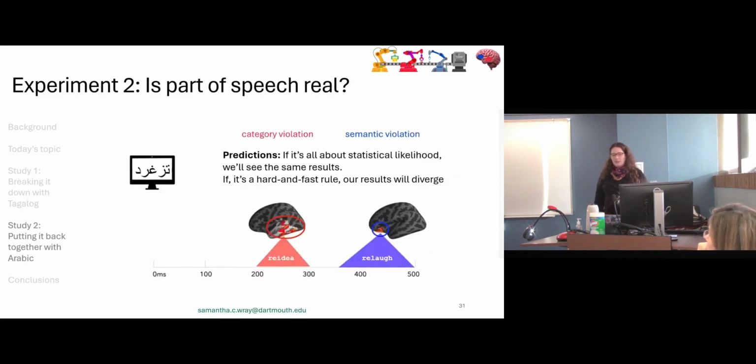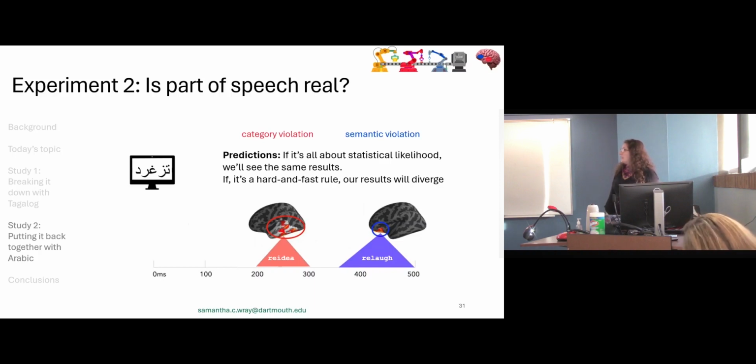So here we have the predictions of this. If it's all about statistical likelihood, if this is a ChatGPT type, if it's just tracking the probabilities of what will happen, we're going to see the same results as we saw for English. We'll see that there is an activity pattern elicited by re-idea type words, in which this root has never been attested in a verb and we've shoved it in there. And we'll see the same effects for semantic violation type, re-laugh, in which the semantics associated with that verbal pattern are not appropriate.